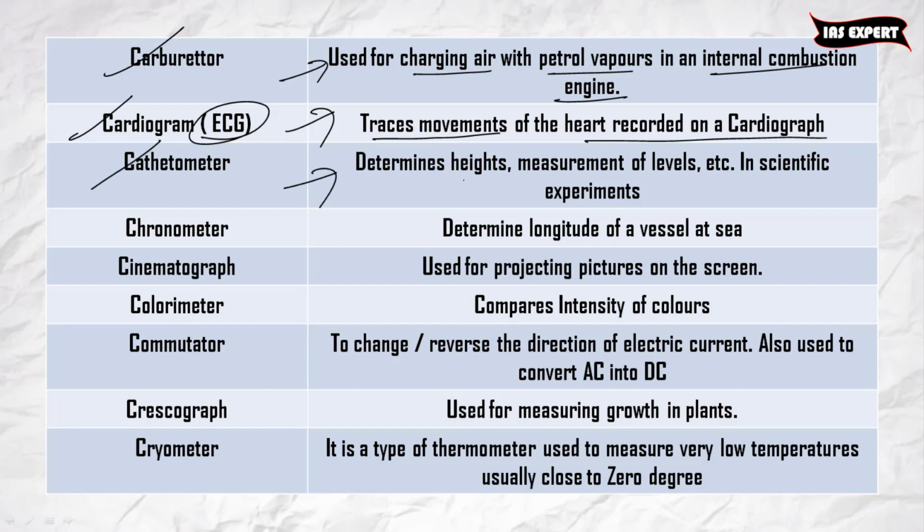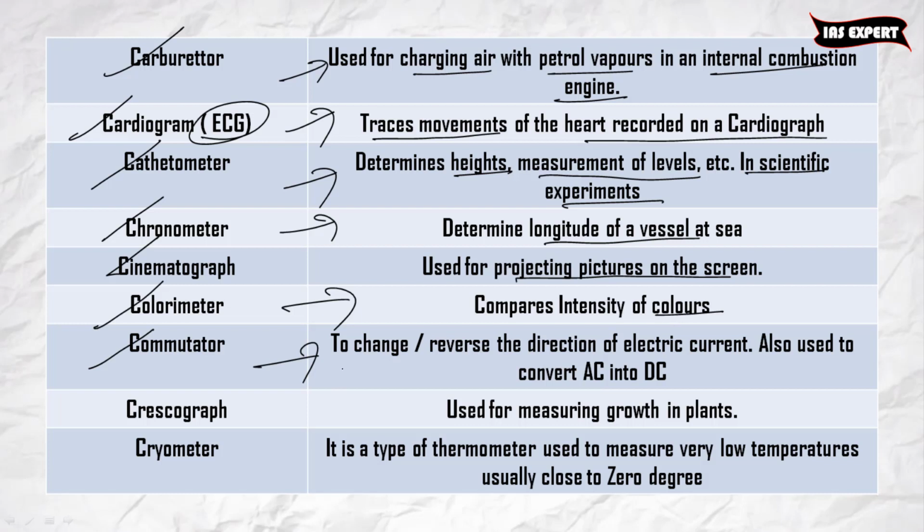Cathetometer. This instrument determines height, measurements of levels in scientific experiments. Chronometer. This instrument determines longitude of vessels at sea. Cinematograph. This instrument is used for projecting pictures on screens. Colorimeter. This instrument is used to compare intensity of colors. Commutator. This instrument is used to reverse the direction of electric current and also used to convert AC to DC current.